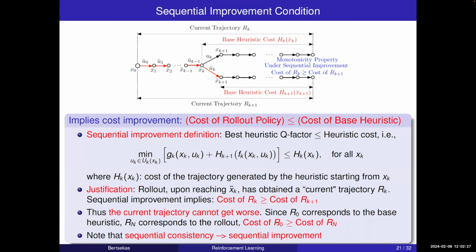Oftentimes it's much easier to verify that your heuristic is sequentially consistent rather than sequentially improving. This is a bit harder to verify. On the other hand, if you can verify this, then you get sequential improvement for free.